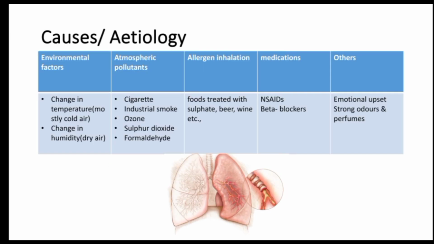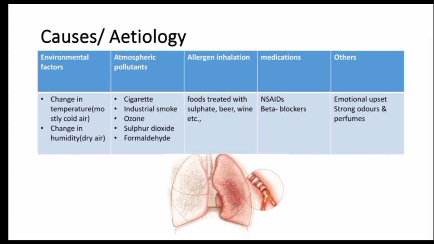Now let's see what are the causes of asthma. There can be environmental factors, which include change in temperature, mostly cold air, and change in humidity, that is dry air. Atmospheric pollutants can be a cause, such as cigarettes, industrial smoke, ozone, sulfur dioxide, and formaldehydes. Allergen inhalation can be a cause too. Foods treated with sulfate, beer, wine, etc. Medications such as NSAIDs and beta blockers. There can be other reasons as well, such as emotional upset, strong odors, and perfumes.